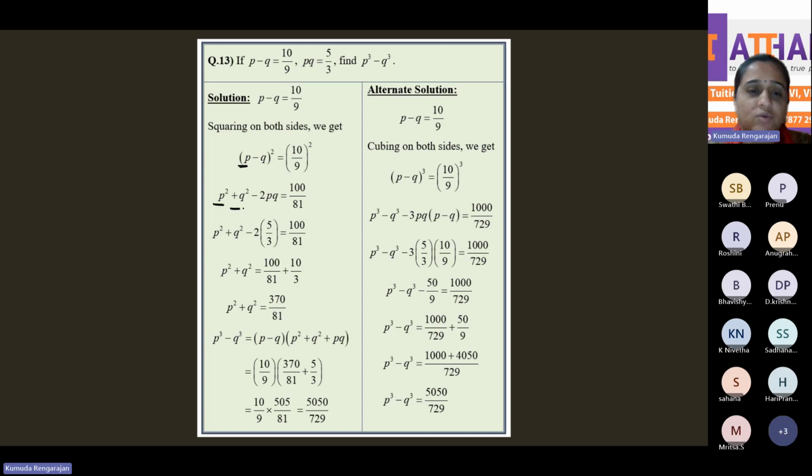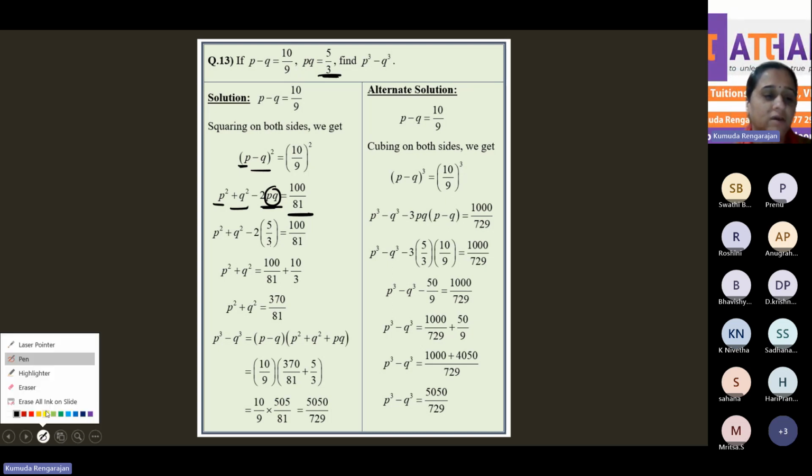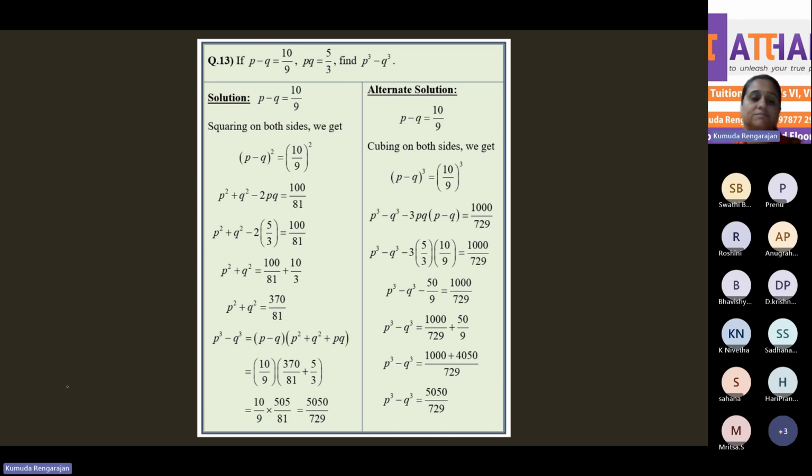So p square plus q square minus 2pq is equal to 10 by 9 into 10 by 9. Now take the value of pq, 5 by 3. So this becomes minus 10 by 3. On the other side, plus 10 by 3. So on taking the LCM, the value of p square plus q square is 370 by 81. So now we found the value of p square plus q square.